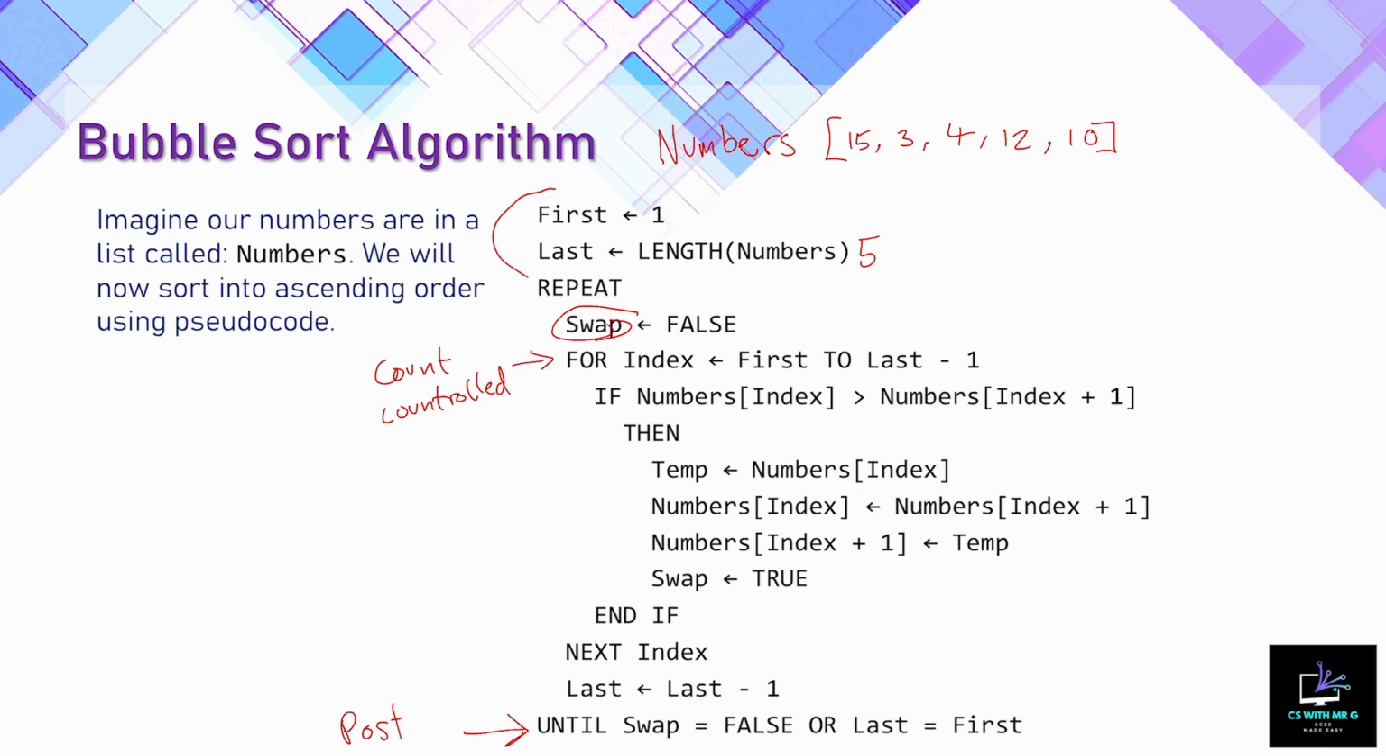Then I've got a for loop which is going to run from first, which is 1, to last minus 1. So this is going to run till 4. So index is going to be set to 1 on the first run, but I'm only going to loop until I reach the number 4. Now the reason being is that because I know I've got 5 digits in my array, I'm actually comparing the first digit to 4 values.